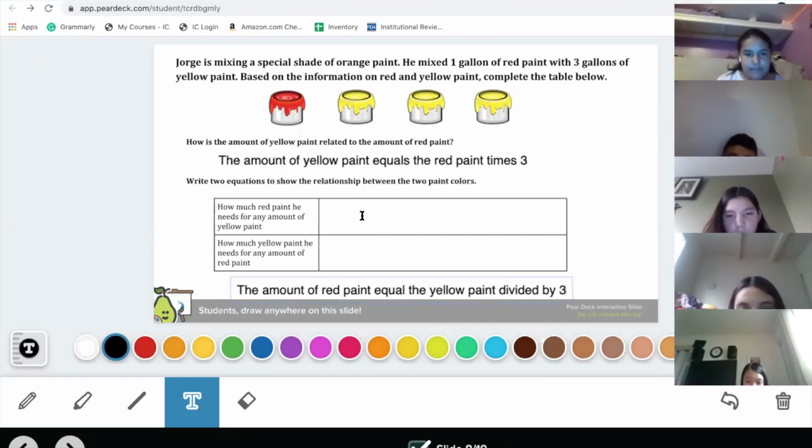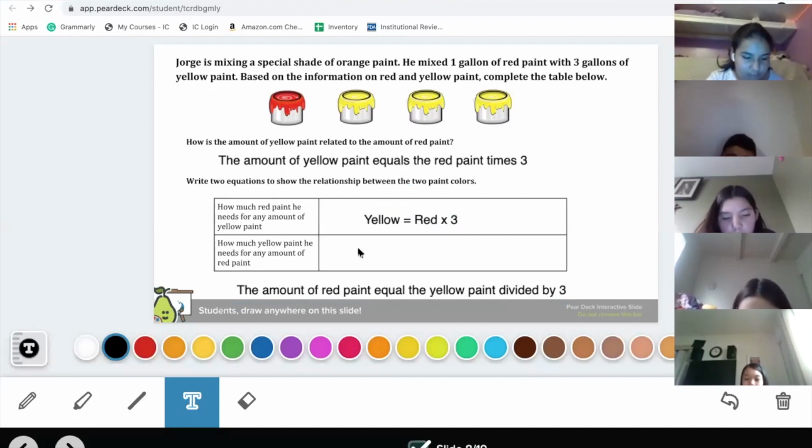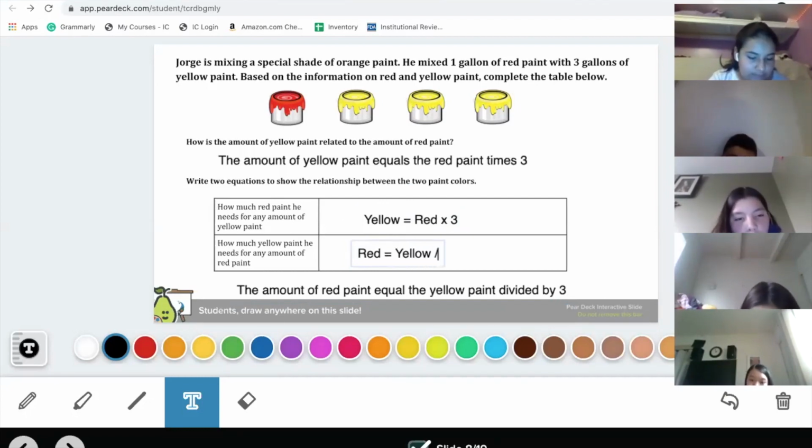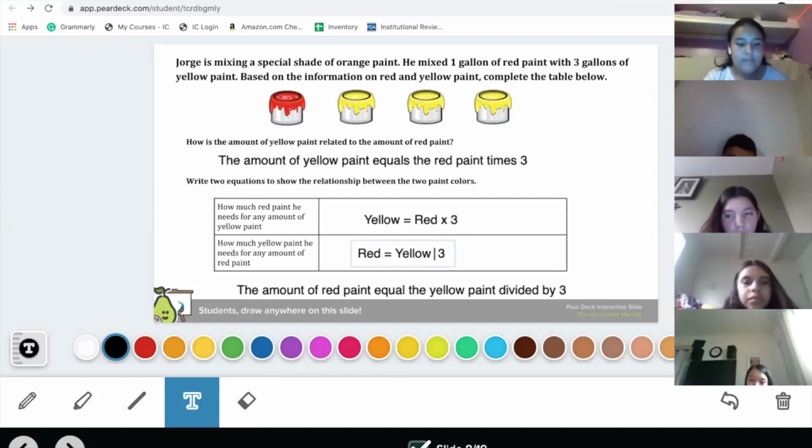Write 2 equations that show the relationship between the 2 paint colors. So we're going to write our first equation. So how much red paint he needs for any amount of yellow paint? Yellow. So yellow equals red times 3. And how much yellow paint he needs for any amount of red paint? So red is equal to yellow divided by 3. You can also put the division symbol, which is that symbol.